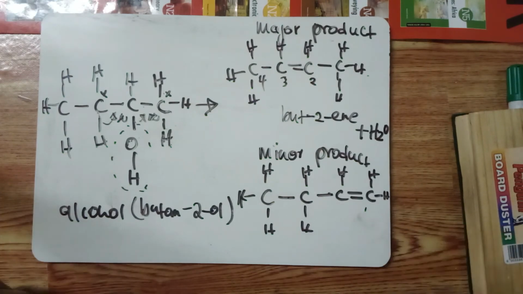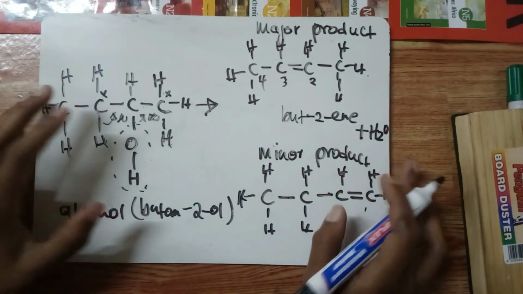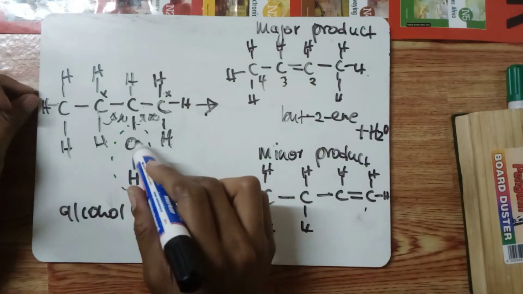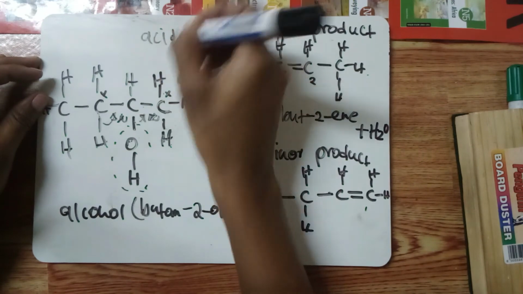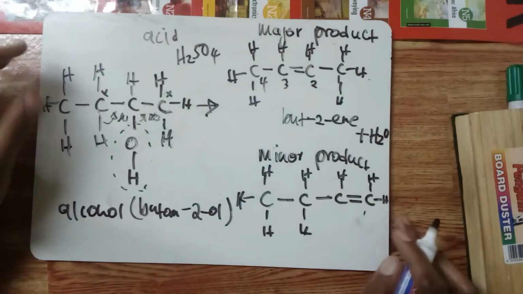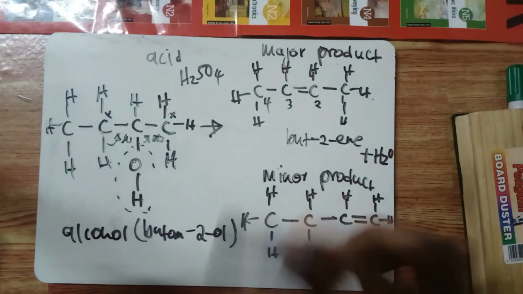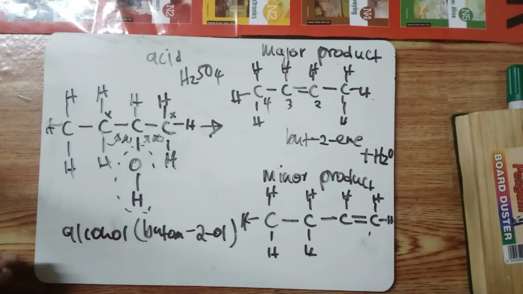But now talking about the reaction conditions. For this type of reaction, you need to heat your alcohol with a concentrated acid. That acid is normally H2SO4, that is sulfuric acid. So those are some of the things that you actually need to know. Now let us move on to our third type of elimination reaction that you need to know.